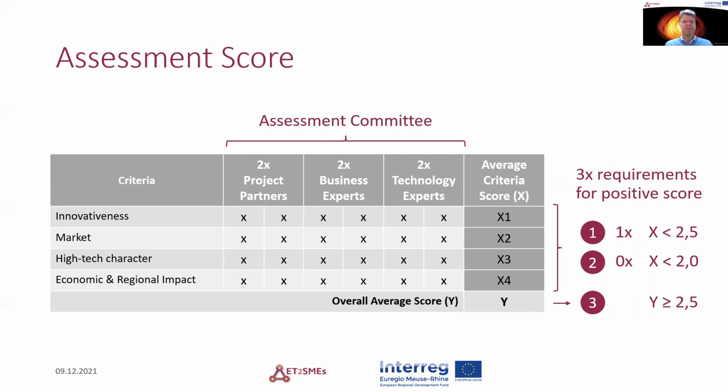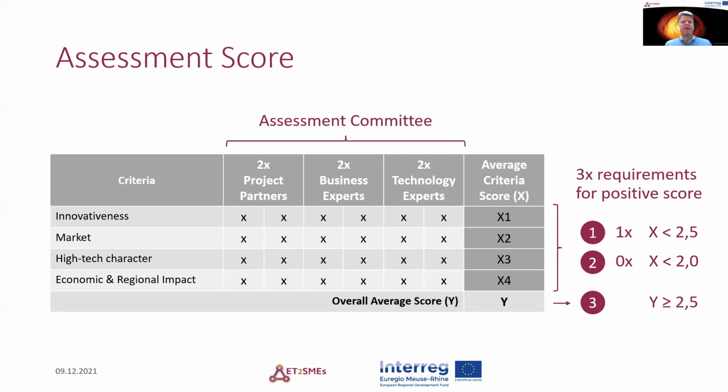Now, the first group is a representation of the ET2SMEs project partners. Those are the project partners from the regions that are not involved in the project. So, for example, if a German-Dutch consortium applies, then the project partners of Flanders and Wallonia will do the assessment on behalf of the project team. The other 2 groups are external experts. And we distinguish business experts that focus on the business case behind the product.